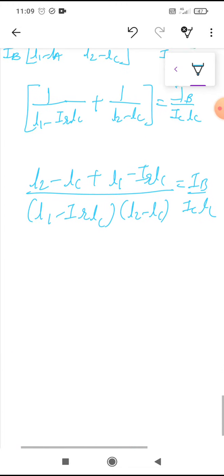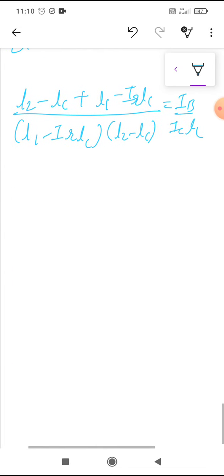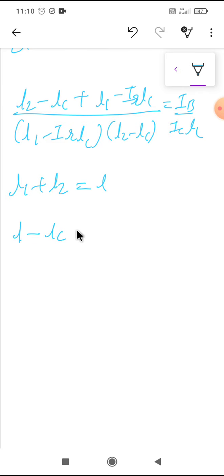So I will just write small l, L1 plus L2. So L1 plus L2 is equal to L, the total length. So it will be L minus LC minus IR LC divided by, now to multiply these two brackets.